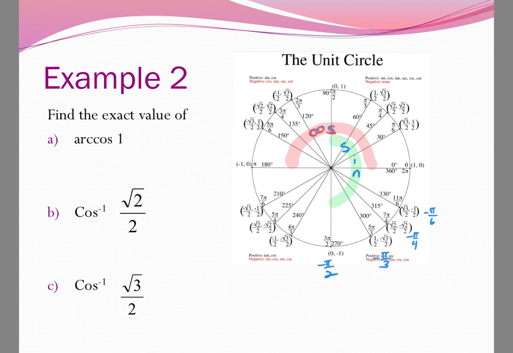So what is arc cosine of 1? 0. 0 is where cosine is 1. What is arc cosine of root 2 over 2? Pi over 4. What is arc cosine of root 3 over 2? Pi over 6. Again, giving these answers in radians. Questions so far?